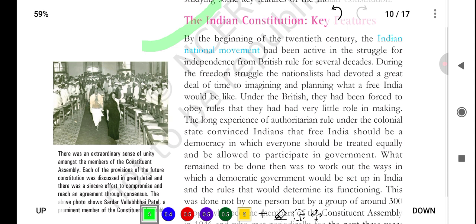The Indian Constitution, drafted by a group of around 300 people in 1946, reflects the nation's struggle for independence from British rule. It aims to establish a democratic government with equal treatment and participation. The Constitution was crafted through consensus and compromise, ensuring a sense of unity among its members.